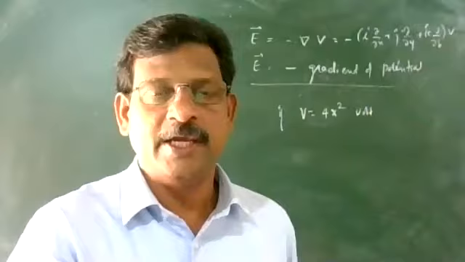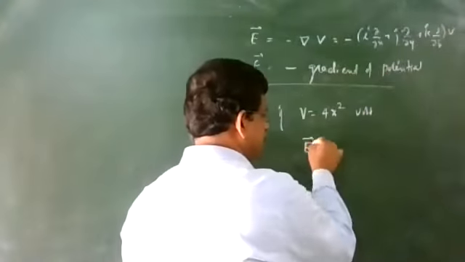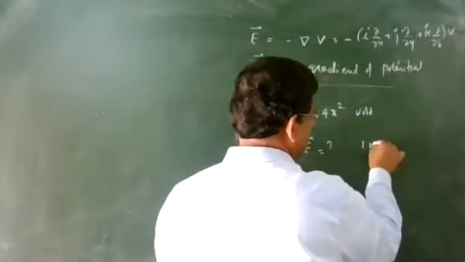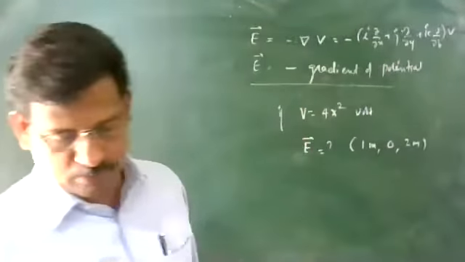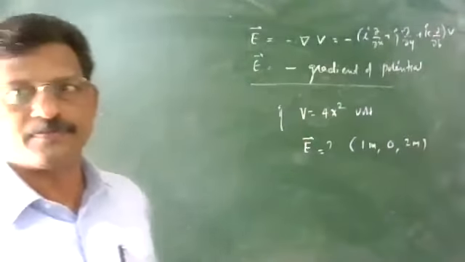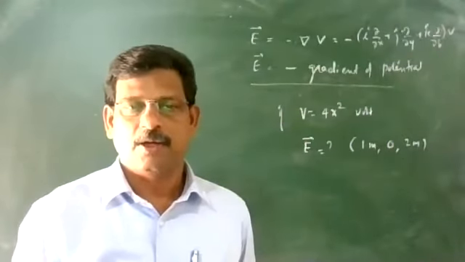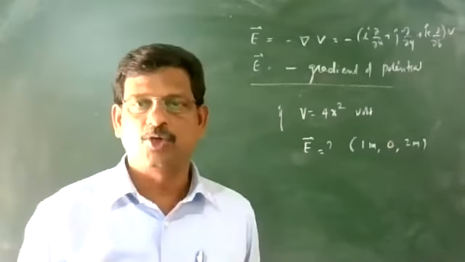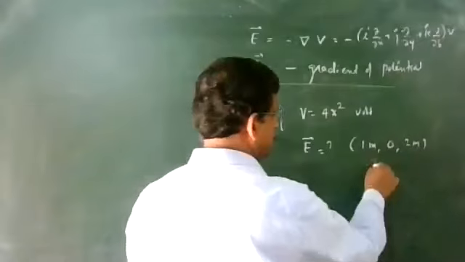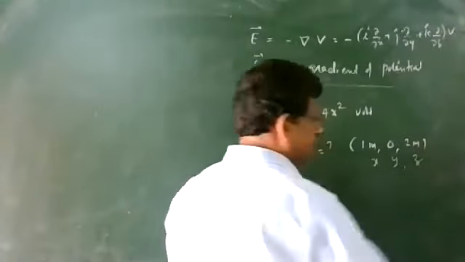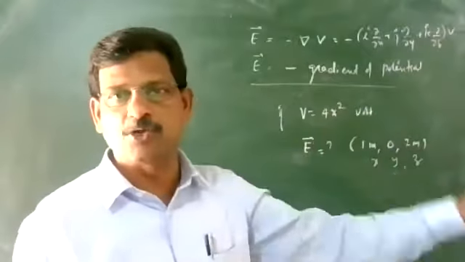Find E vector at a point. You have to find out electric field at a point 1 meter, 0, 2 meter. So the coordinates are given for x, y, z, to find the electric field at this point. Any other point can be given to you, and some other value of V, like x square, also can be given to you.